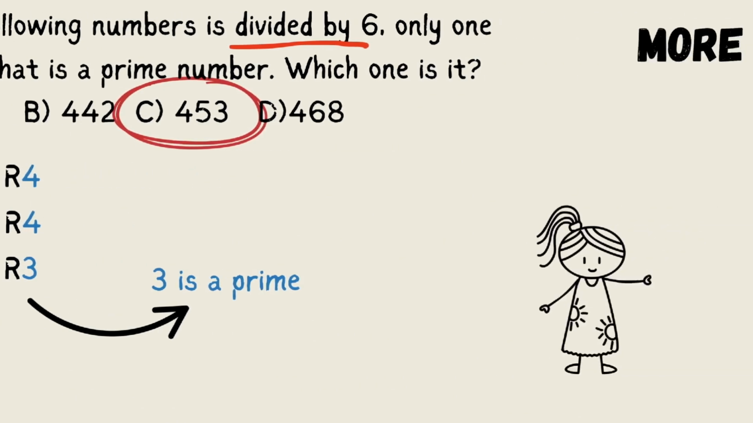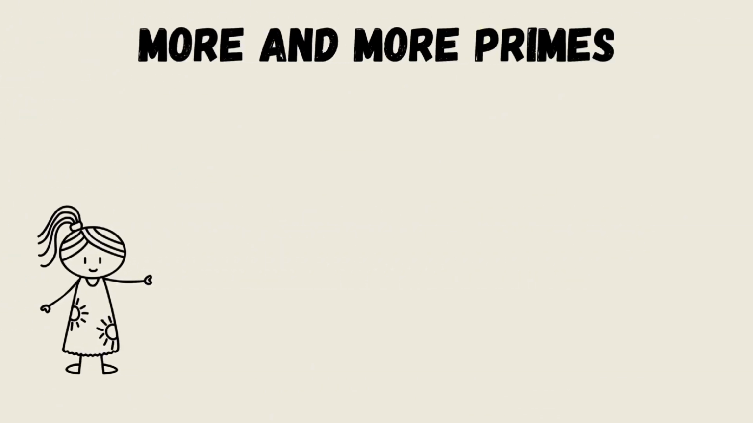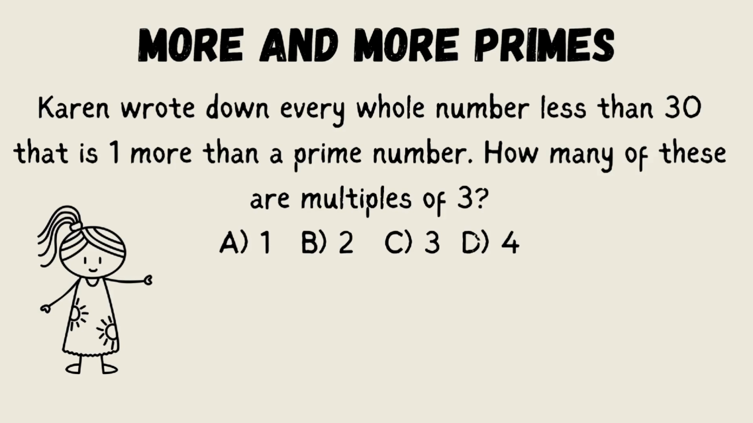Great work, and let's do one last problem together. So Karen here on the bottom left wrote down every whole number less than 30 that is one more than a prime. How many of these are multiples of 3? A 1, B 2, C 3, or D 4? Whoa. Okay, this problem just said a whole bunch of words, and we need to break it down a bit.